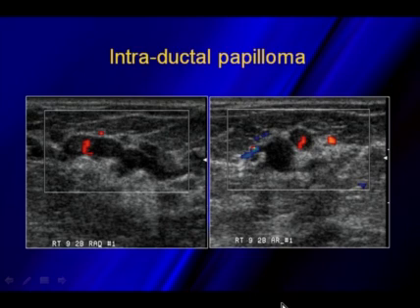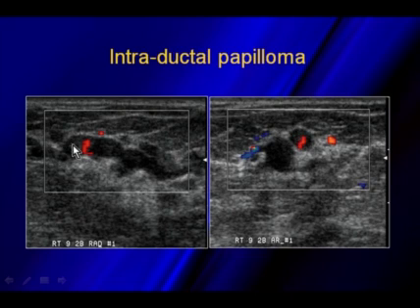Looking at intraductal papillomas, they also tend to be highly vascular. Color Doppler can be very helpful. A lot of times we can get inspissated secretions, so it may appear to have papillary lesions, but using color Doppler, we typically will find a vascular stalk feeding into the true papilloma.